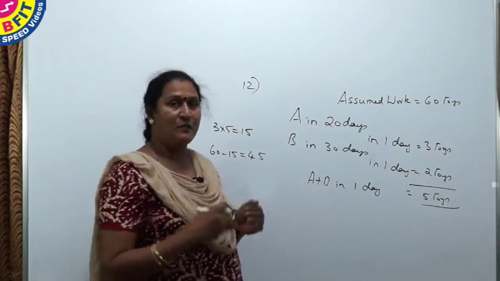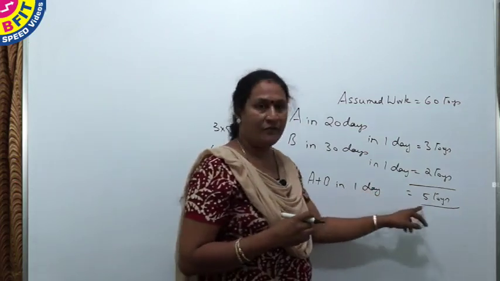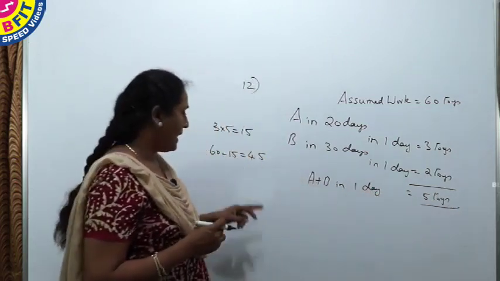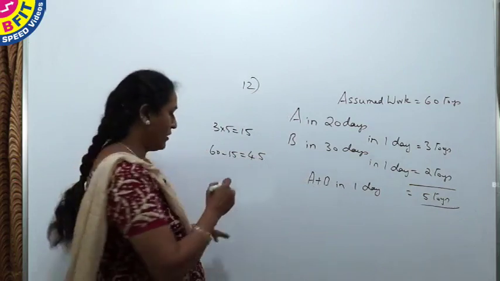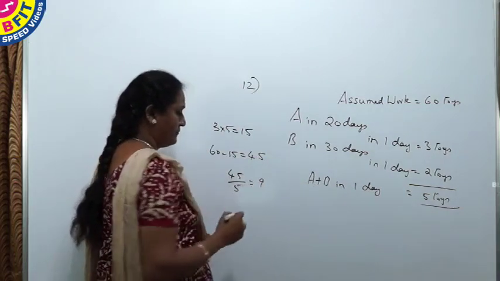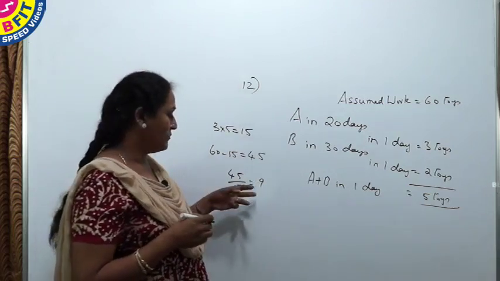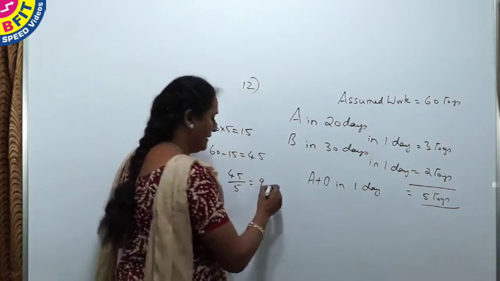Now at this time B also joins him. So when both work together, they make 5 toys per day. And to make 45 toys, they need 9 days. So A and B together, to do the remaining work, they need 9 days.